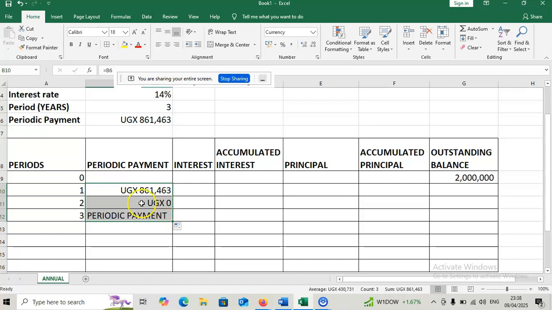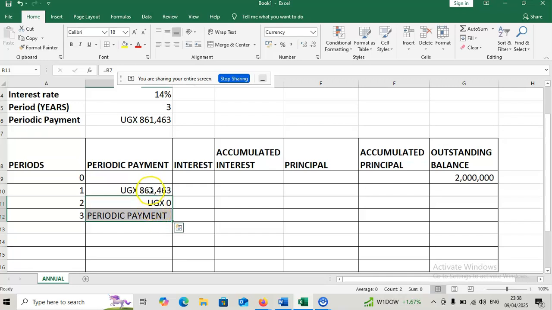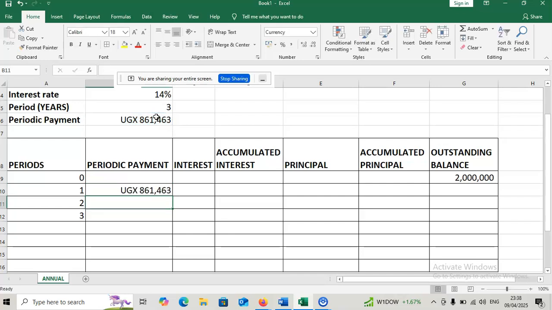Now do you see why it's bringing in this periodic payment? I did not fix this periodic payment, so it just copies whatever is down. So to avoid this, you have to fix. So I'll delete, go to period 1, equal sign, select periodic payment, fix it by pressing the F4 button, then press enter. When you drag this time, it's not going to select the text. It will just pick whatever you have fixed.